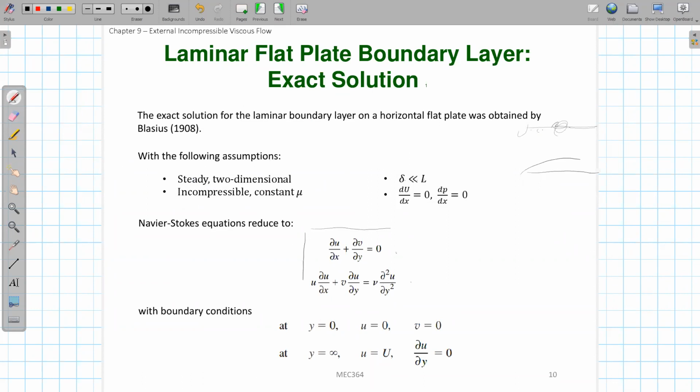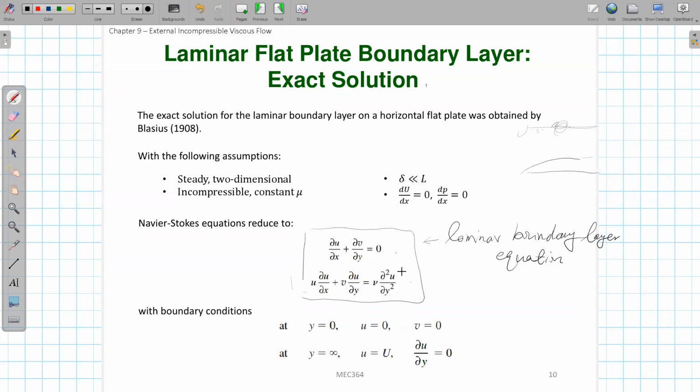This is a simplified Navier-Stokes equation, based on all these assumptions, for the laminar boundary layer. So it has a name. It's called the laminar boundary layer equation. It's just a simplified version of the Navier-Stokes equation for laminar boundary layer flow. All these assumptions are only valid for laminar boundary layer flow.